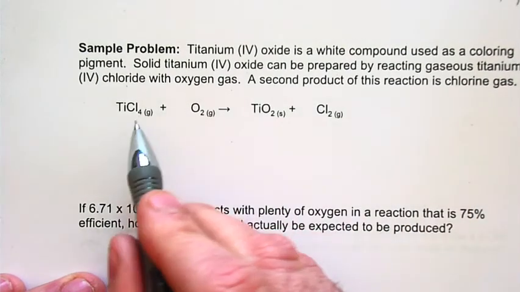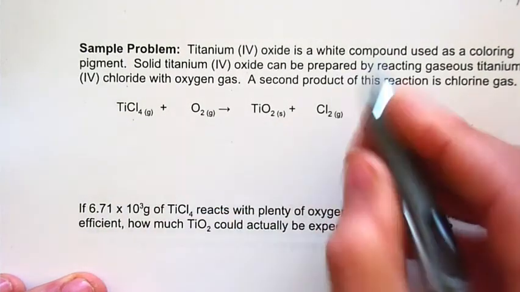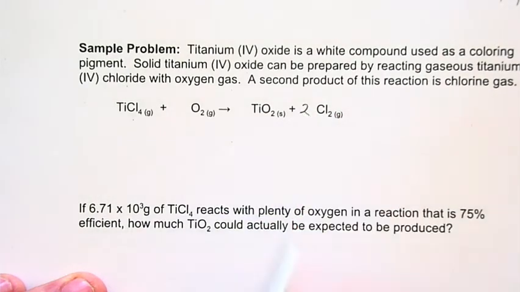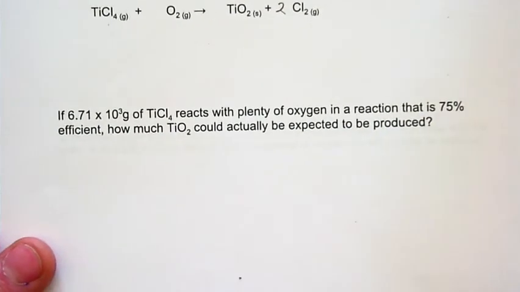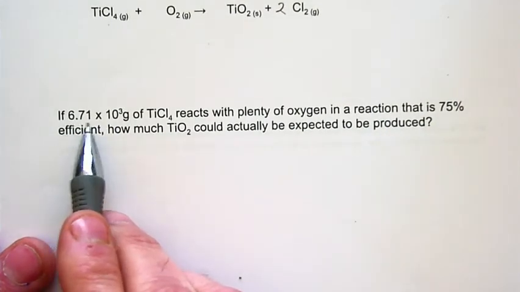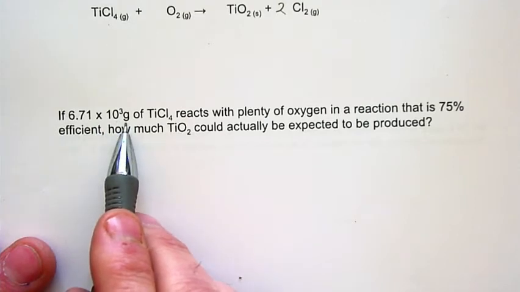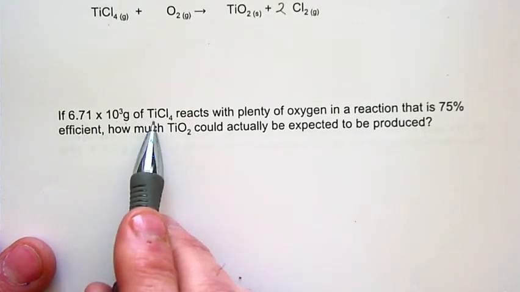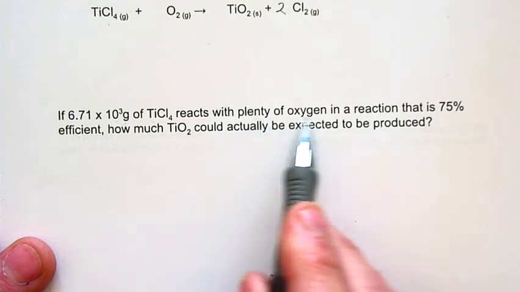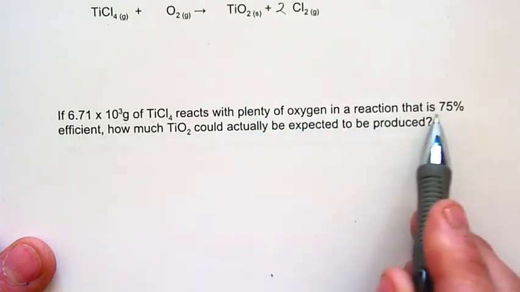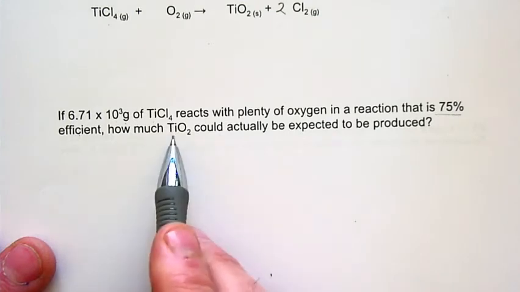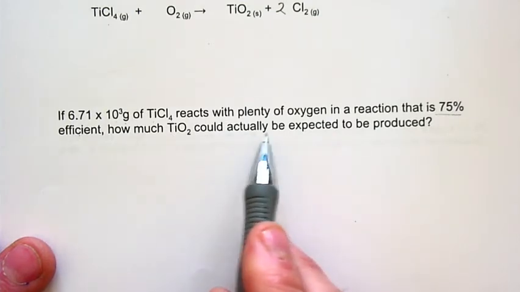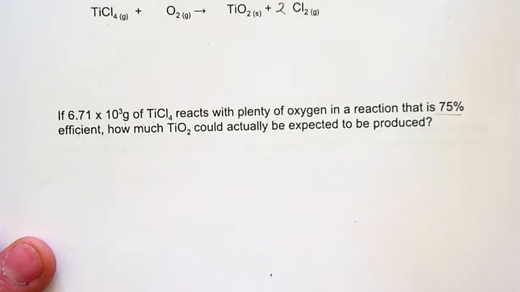To balance it, since we have 4 chlorines on the left, we simply put a 2 here, and now it is balanced. Now, the question itself reads, if 6.71 times 10 to the third grams of titanium 4 chloride reacts with plenty of oxygen in a reaction that is 75% efficient, how much titanium 4 oxide could actually be expected to be produced?